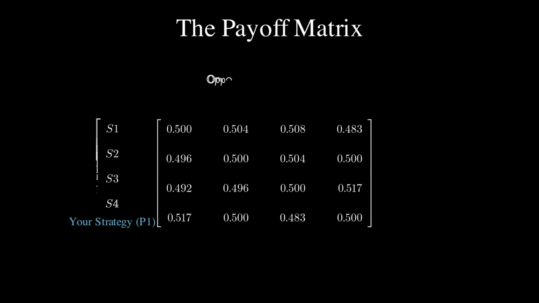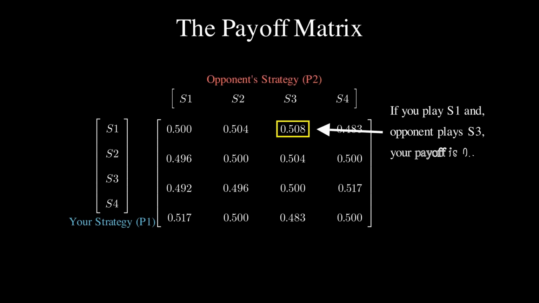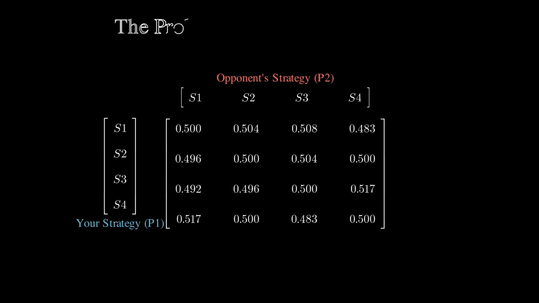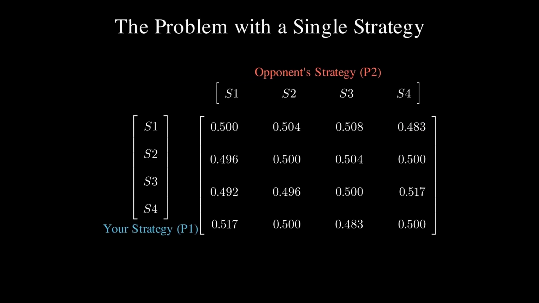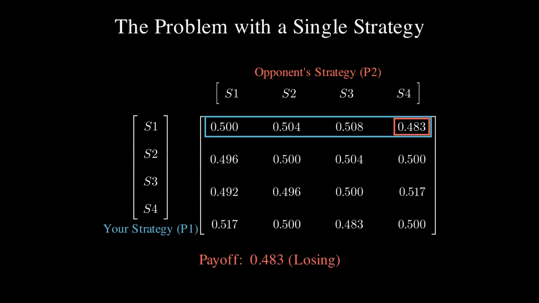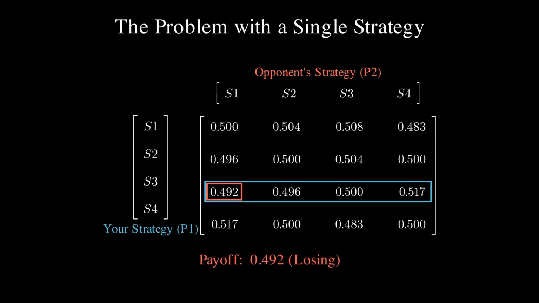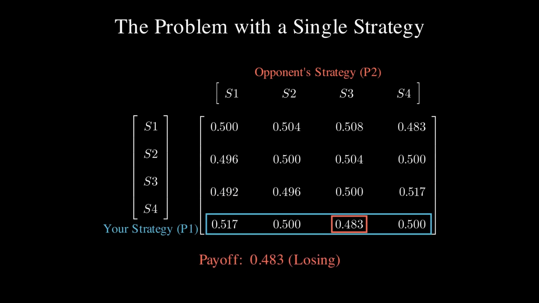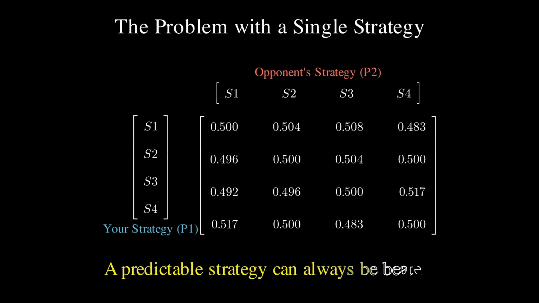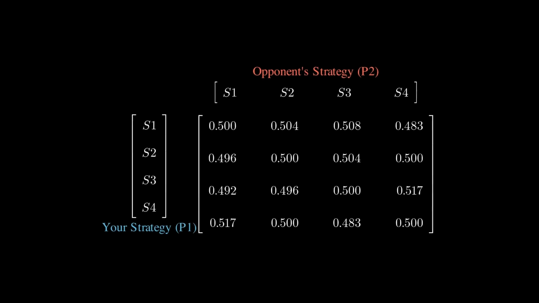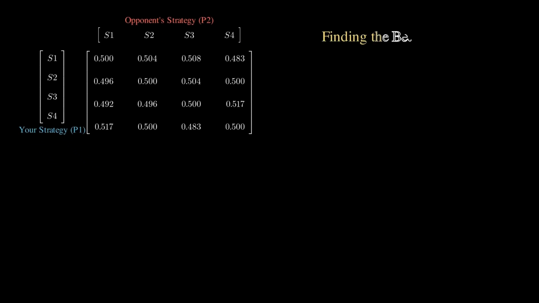This is the payoff matrix from the previous example. It represents the scores when two players are playing with different strategies. No matter what option you choose, your opponent can select a counter move that gives them better odds of winning. So, what do you do in this case? The solution is to introduce some randomness in our strategy.